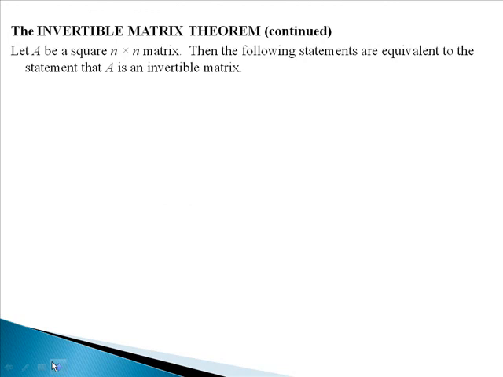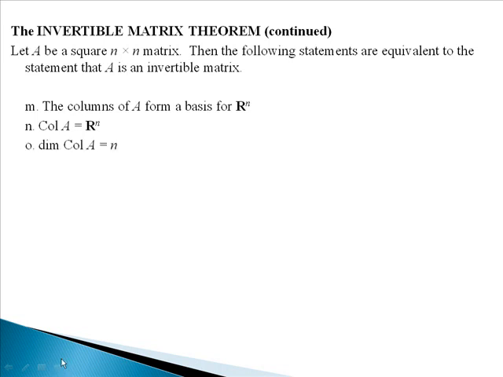And so now we can add some more to the invertible matrix theorem. We're going to let A be a square n by n matrix, and then the following statements are equivalent to the statement that A is an invertible matrix. We have M, the columns of A form a basis for Rn. In N, the column space of A is equal to Rn. O, the dimension of the column space of A is equal to n.